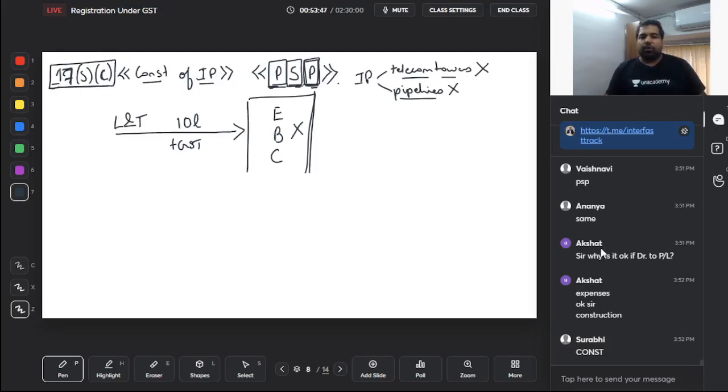Guys, you did not want L&T to construct a building for you. You thought you will develop this building yourself. D is for develop. 17.5D. You thought you will develop this building yourself.